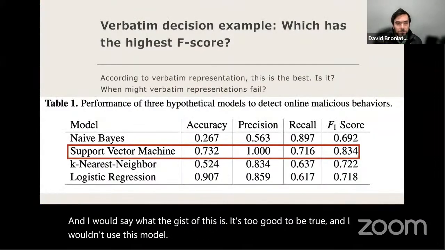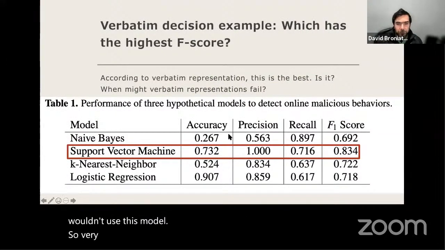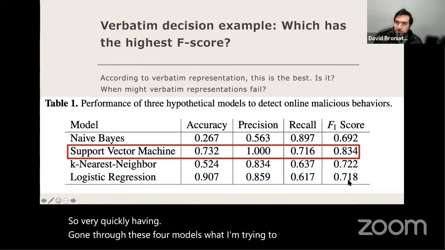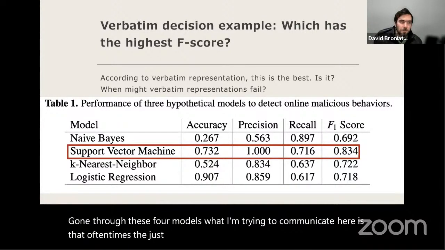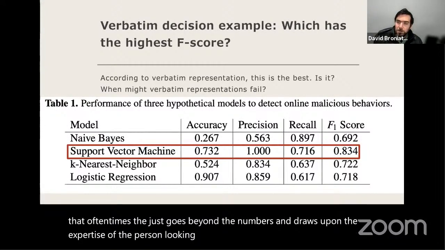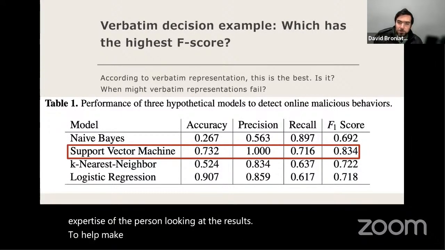So very quickly, having gone through these four models, what I'm trying to communicate here is that oftentimes the gist goes beyond the numbers and draws upon the expertise of the person looking at the results to help make a decision about which models are better.